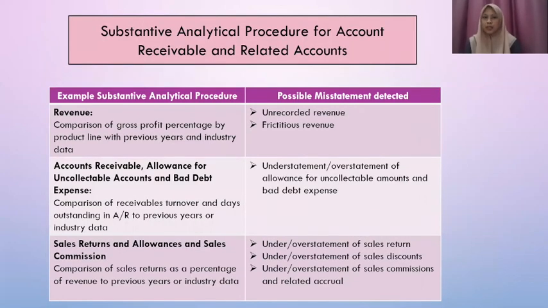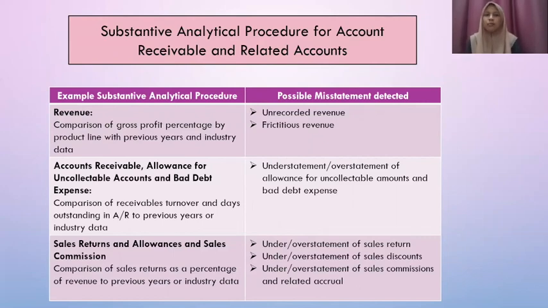Next, we move on to substantive analytical procedure for account receivable and related accounts. We divide it into three categories: revenue; account receivable, allowance for uncollectible accounts and bad debt expense; and sales return and allowances and sales commission. For revenue, an example of a substantive analytical procedure is the comparison of gross profit percentage by product line with previous years and industry data. When we conduct this procedure, it is possible for us to detect unrecorded revenue and fictitious revenue.